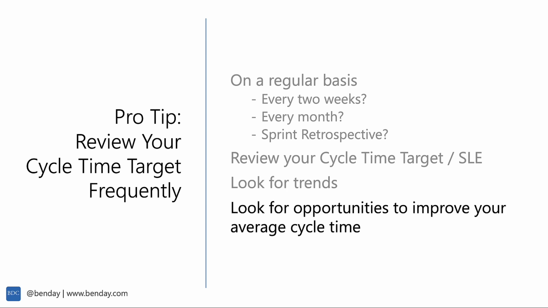So look for trends and try to see if they tell you any story about what's going on in your team. And I'd probably be continually looking for opportunities to improve your average cycle time, to decrease your SLE, to decrease your cycle time target. And some of the things you might do to improve that would be DevOps practices or thinking of new ways to swarm on the work or to organize the work, new testing practices, new deployment practices, new patterns of how you involve your stakeholders into getting feedback. These are all opportunities that you can use to improve your cycle time.